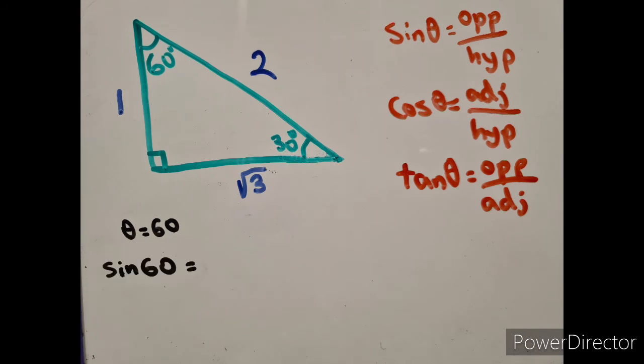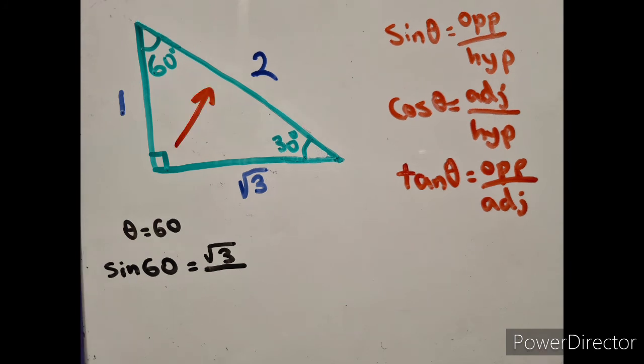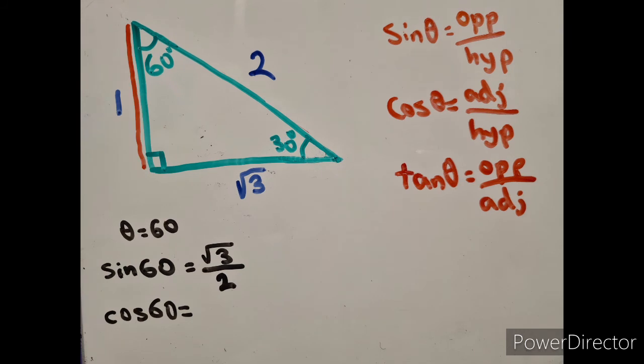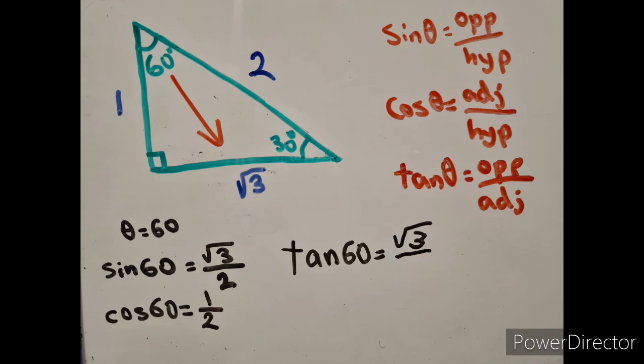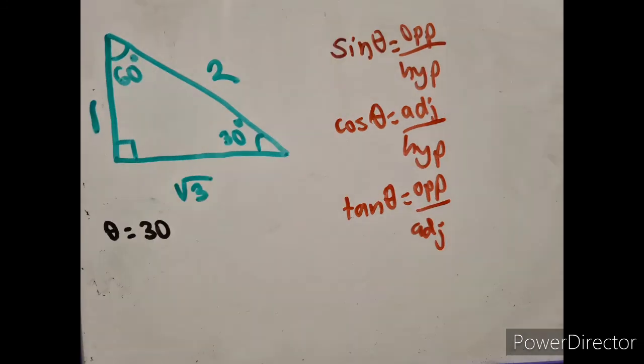Sine of 60 is equal to opposite, which is square root of 3, divided by hypotenuse, which is 2. Cosine of 60 is equal to adjacent, which is 1, divided by hypotenuse, which is 2. Tangent of 60 is equal to opposite, which is the square root of 3, divided by adjacent, which is 1. And this can just be simplified as the square root of 3. Now let's say that theta is 30.